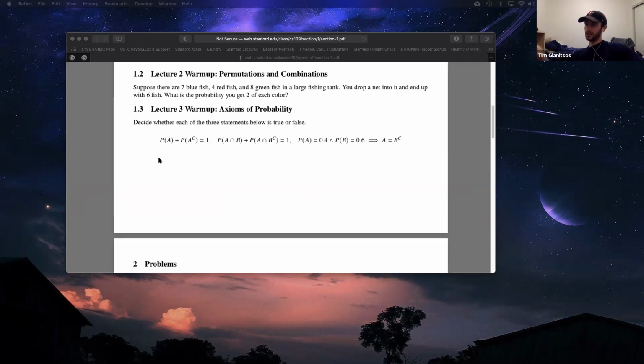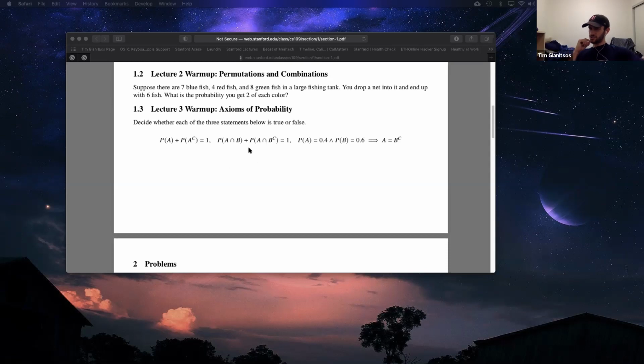Well, now that I got that logical notation out of the way, let's just start with the first one. Probability of A plus probability of A complement equaling 1. What do we think about that? True. That's true. Yep. Exactly. Sort of the definition of complements. What about this next one?